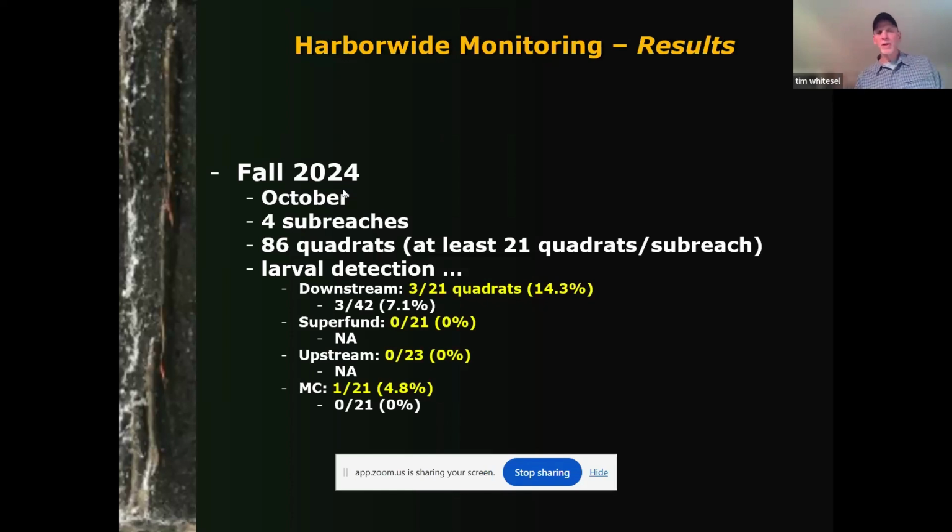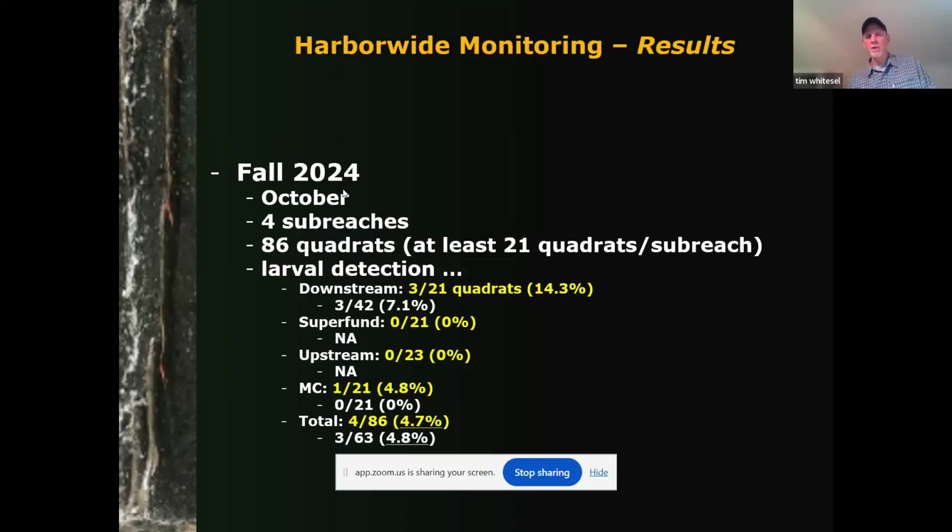And then in Multnomah Channel this past fall, we detected lamprey in 1 of the 21 quadrats, 4.8%. And again, previously it was 0. So if you sum it all up, we detected lamprey in the fall of 2024 in 4.6 quadrats though, for 4.7%. Previously, it was 3 of 63 for 4.8. So really pretty similar numbers.